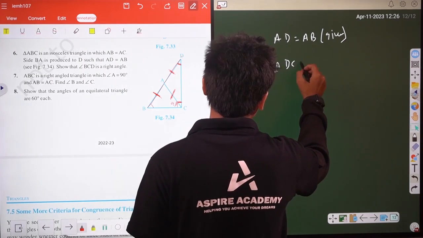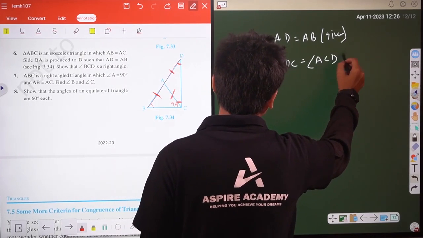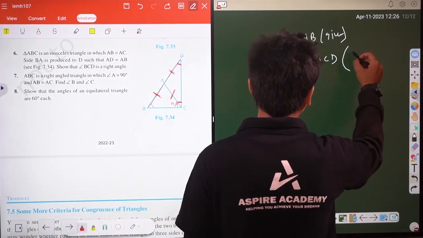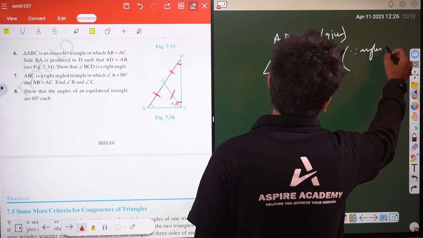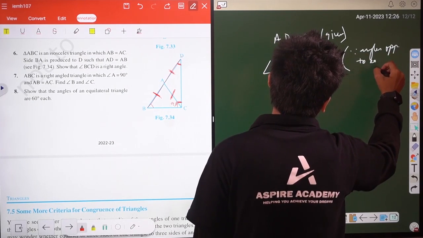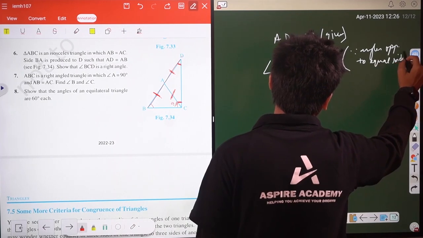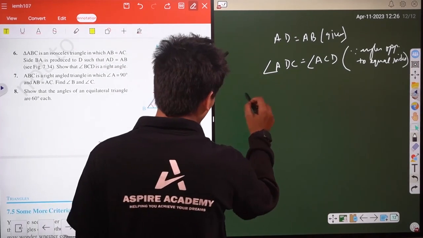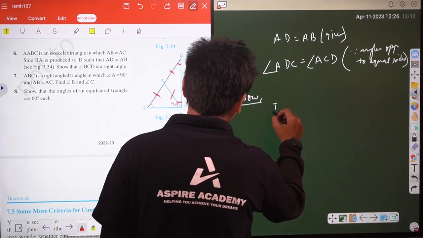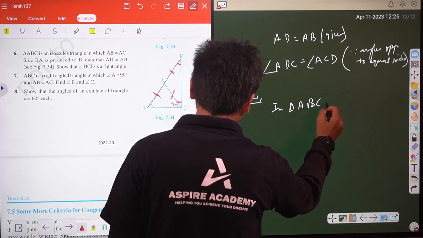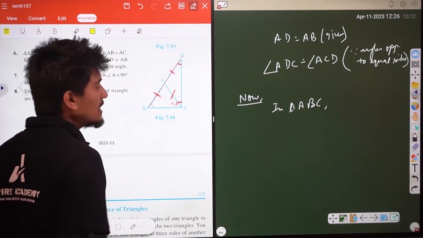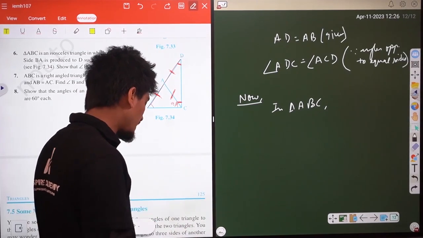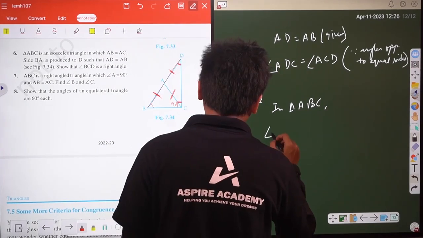Angle ADC is equal to angle ACD. Why? Because angles opposite to equal sides are equal, right? So now, in triangle ABC, again take this triangle ABC, and we already know that the interior angles of a triangle always equal 180 degrees.